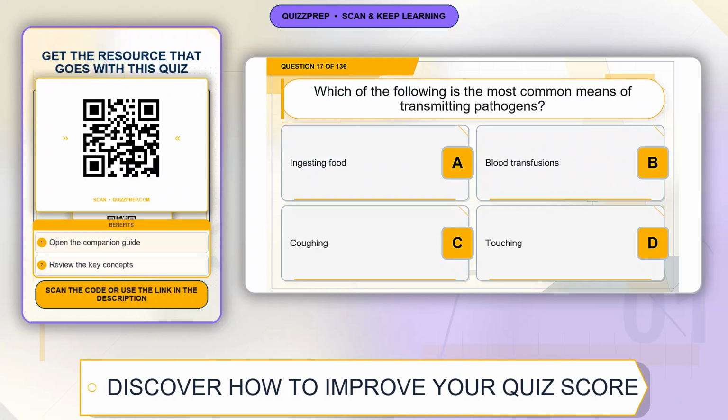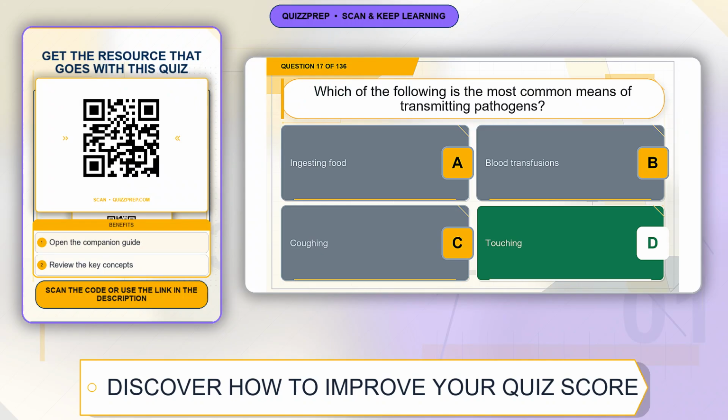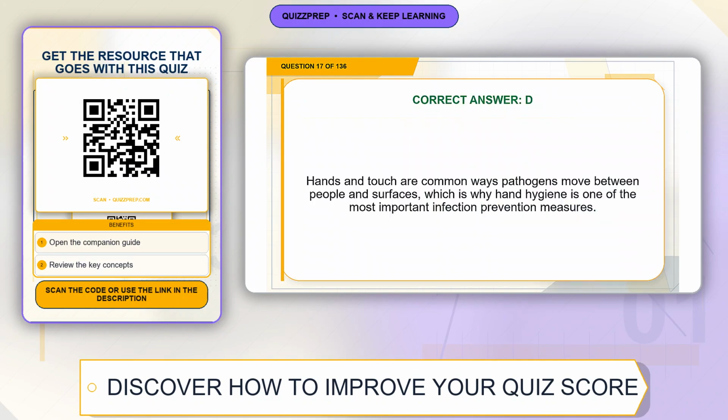Question 17. Which of the following is the most common means of transmitting pathogens? Option A, ingesting food. Option B, blood transfusions. Option C, coughing. Option D, touching. The correct answer is option D, touching. Explanation. Hands and touch are common ways pathogens move between people and surfaces, which is why hand hygiene is one of the most important infection prevention measures.